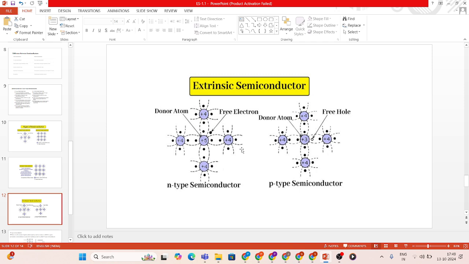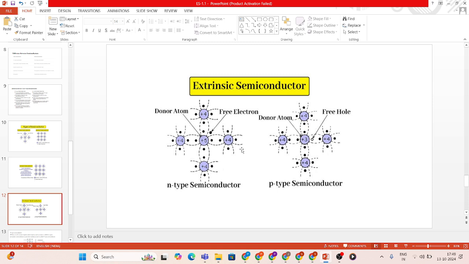Now let's move to the extrinsic semiconductor. An impure semiconductor which is formed by doping a pure semiconductor is called extrinsic semiconductor. There are two types of extrinsic semiconductor depending on the type of impurity added: n-type extrinsic semiconductor and p-type extrinsic semiconductor.